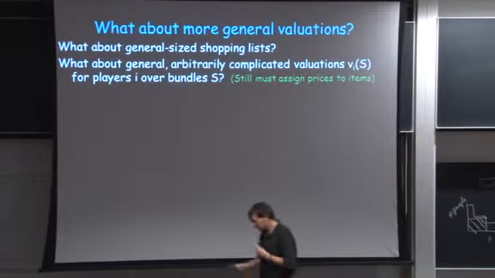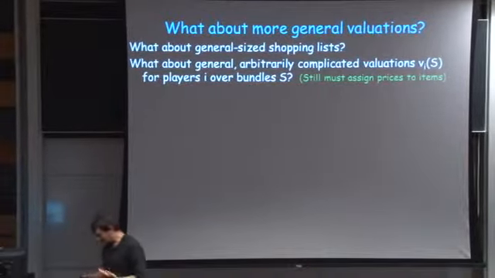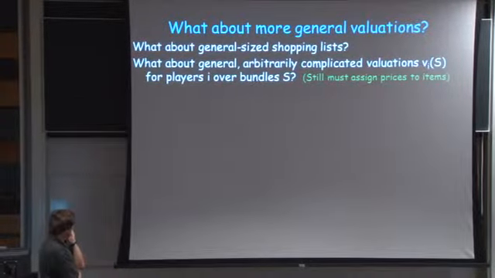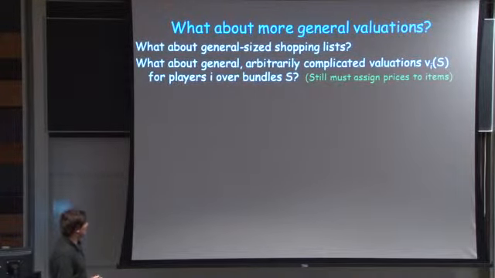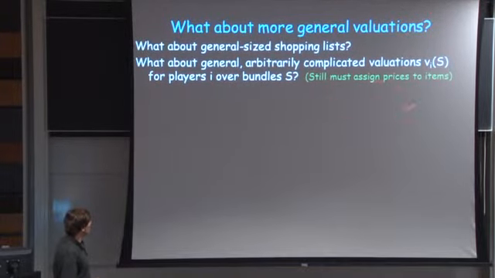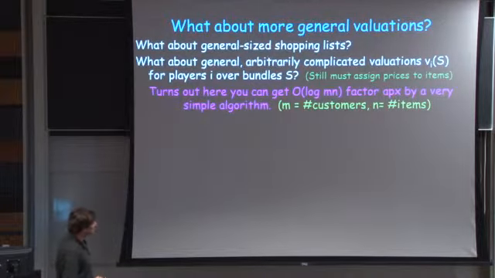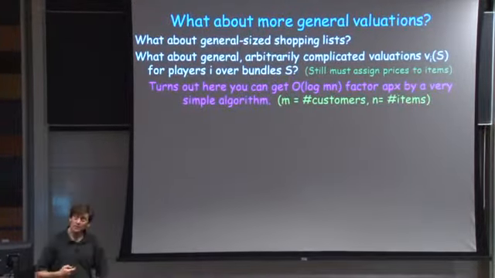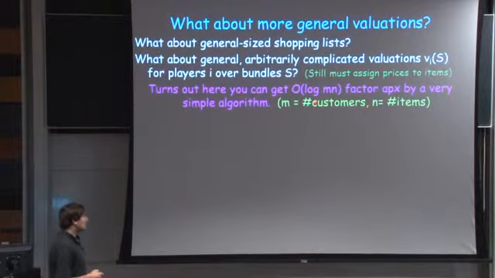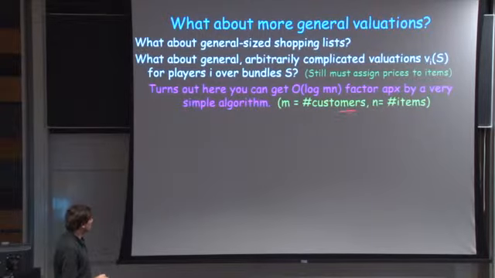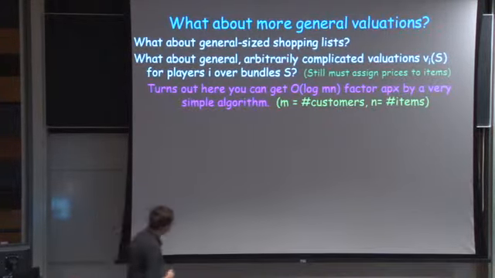So I wanted to mention, it's natural to then ask, well, what if we don't want to make assumptions about people's valuations, but we still have to assign prices to items? Here, you can still get something. Not as good, but you can still get something. You get a log factor approximation. A log of what? The number of customers times the number of items. You could ask yourself whether that's a good thing or not, but anyway, it's a log factor by a very simple algorithm.